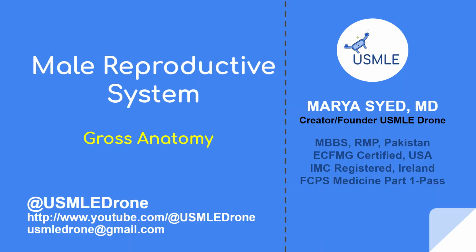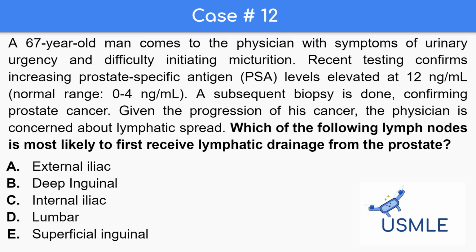Today we will discuss the male reproductive system gross anatomy. Let's read today's question first. A 67-year-old man comes to the physician with symptoms of urinary urgency and difficulty initiating micturition. Recent testing confirms increased prostate-specific antigen levels, elevated at 12 nanograms per milliliter. A subsequent biopsy is done confirming prostate cancer. Given the progression of his cancer, the physician is concerned about lymphatic spread. Which of the following lymph nodes is most likely to first receive lymphatic drainage from the prostate?